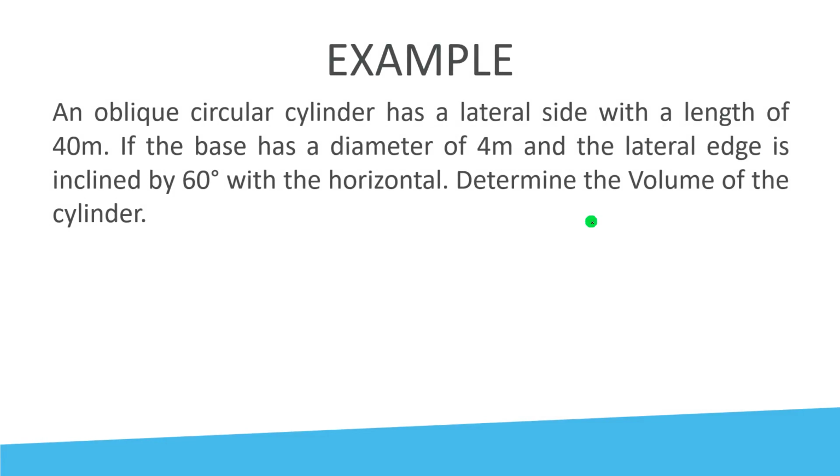An oblique circular cylinder has a lateral side with a length of 40 meters. If the base has a diameter of 4 meters and the lateral edge is inclined by 60 degrees with the horizontal, determine the volume of the cylinder. Okay, so in this problem, we have a lateral edge inclined by 60 degrees, which means it is an oblique cylinder. So let's draw that.